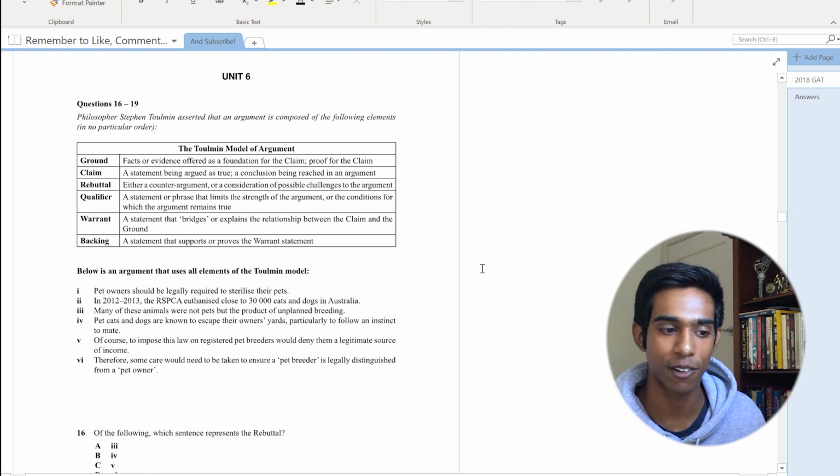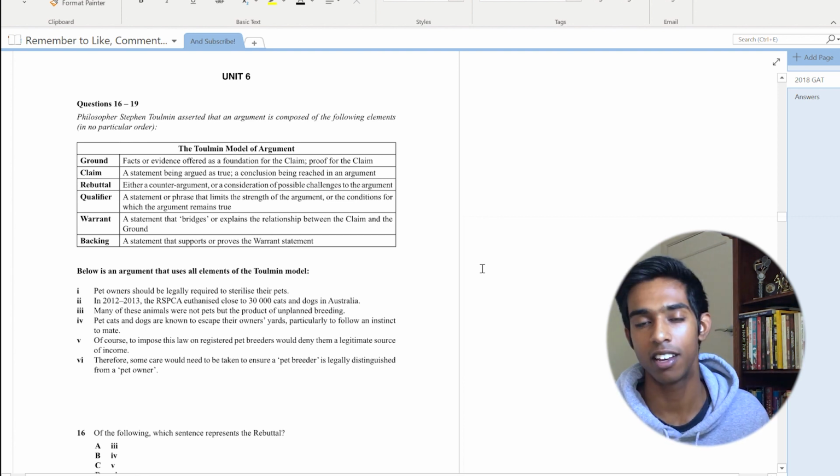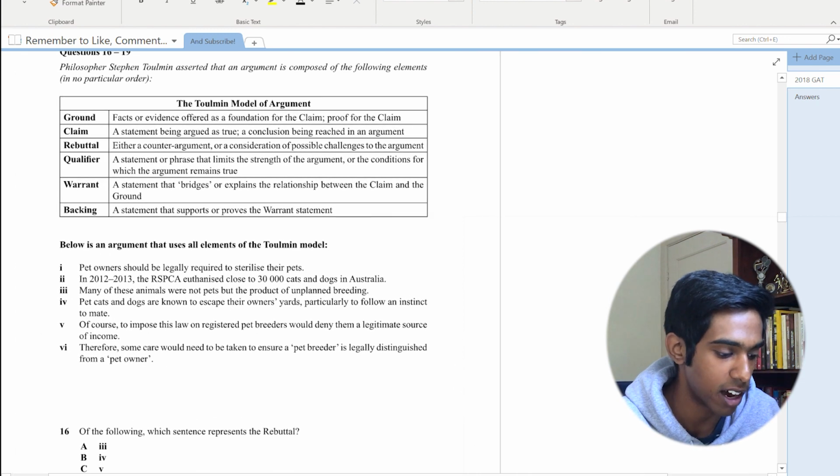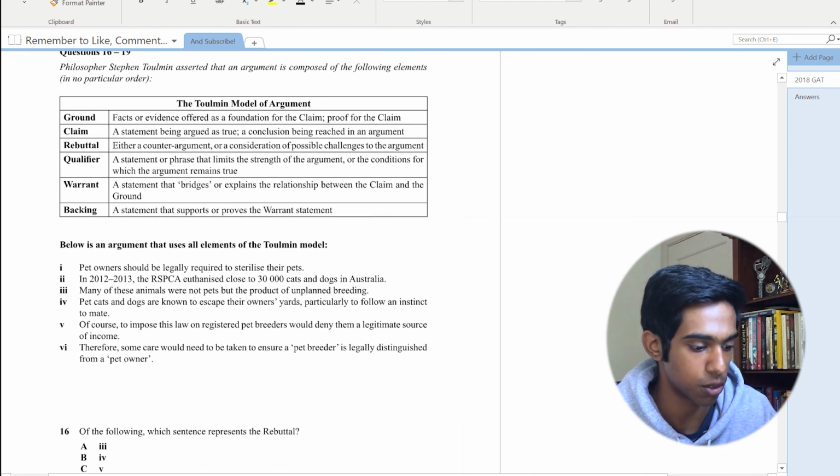Sorry about that, my OneNote just crashed really randomly. I'll start this question from where we left off. So we were reading the argument that uses each of these elements in the Toulmin model.